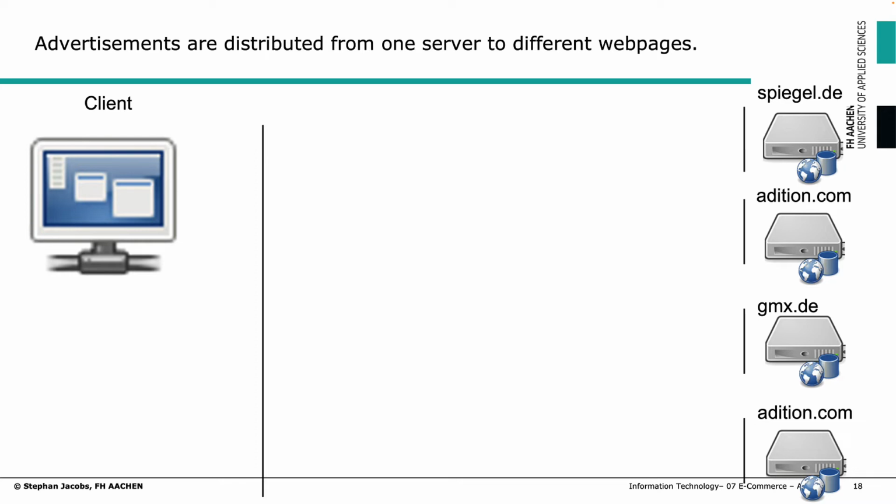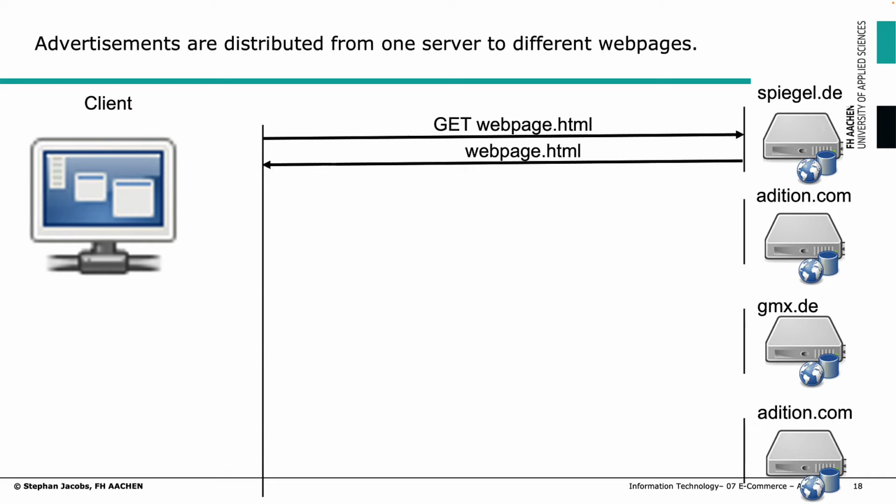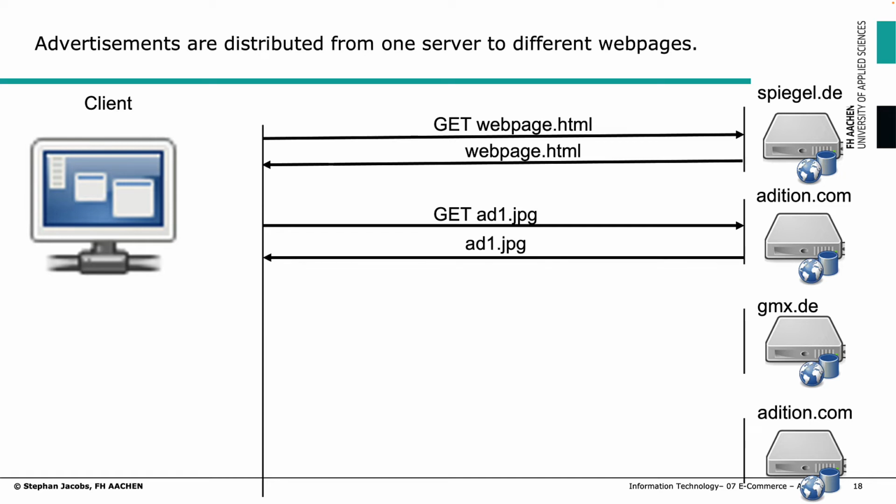So let's again have a look at a more complex situation. Now the client is surfing. The client first requests a web page from spiegel.de. He gets it. On this page there is a component by edition.com. He asks for this component and he gets it. So edition.com does know that the user has been on spiegel.de.